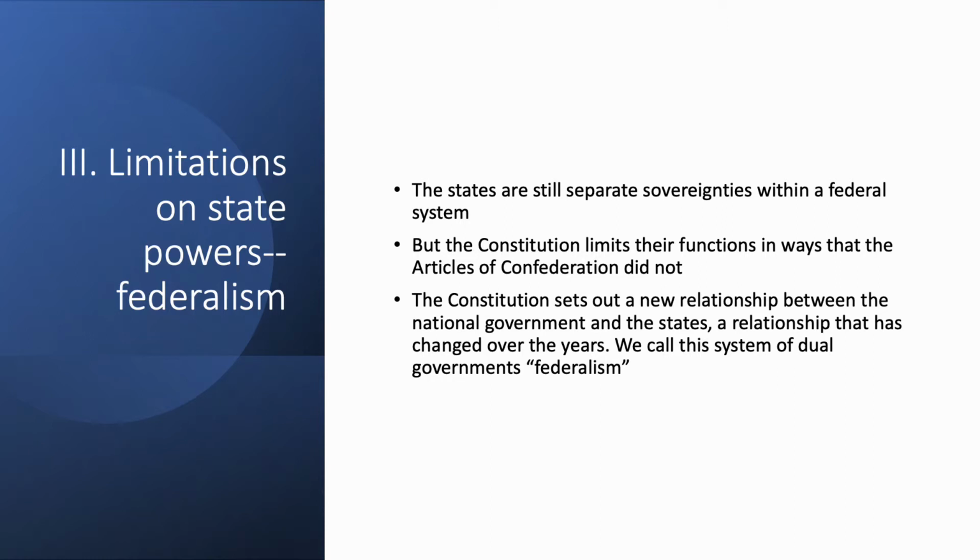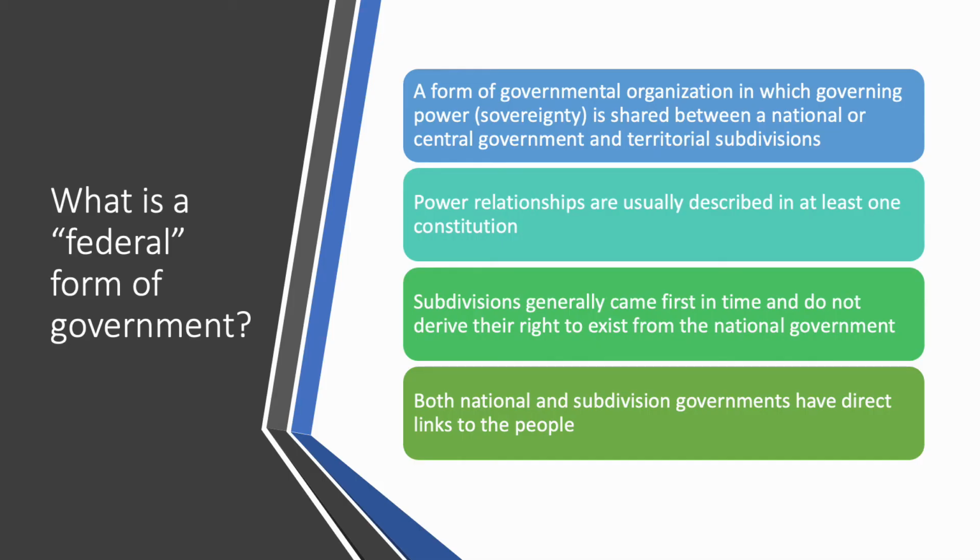So the Constitution limits the functions of states in a number of very specific ways and sets out a whole new relationship between the national government and the states. And we call this a system that has two levels of government. We call that federalism. And we'll talk more about that. Let's go into it. A federal form of government, like what we have, is one in which the governing power, the power to govern the country, is actually shared between a national or central government and some kind of territorial subdivisions. They could be states or they could be provinces, but some kind of territorial subdivisions.